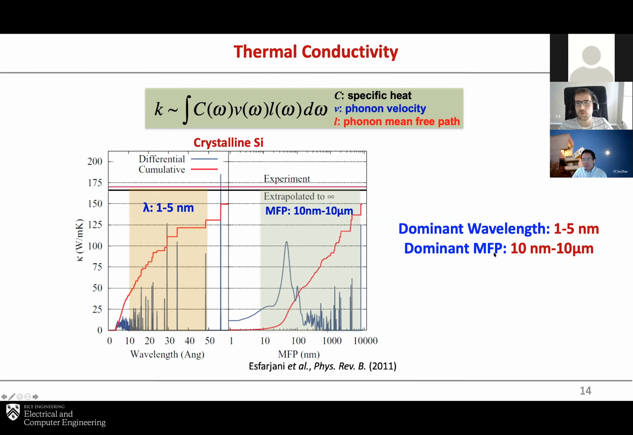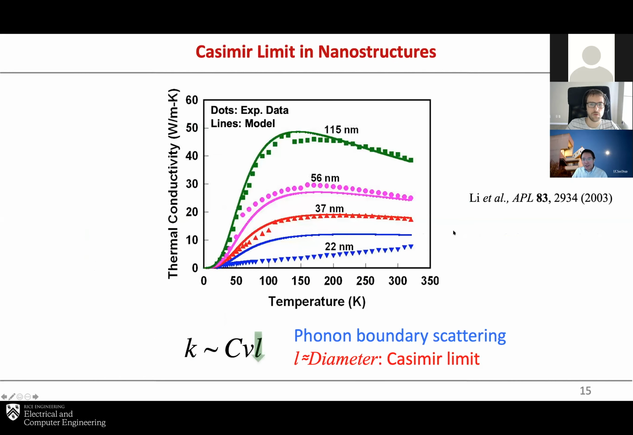And also the mean-free path is about 10 nanometer to 10 micron. It's a very broad mean-free path for silicon, similar to the black body spectrum for thermal radiation, which is also very broad. And so there was a very classical paper by Deyu Li when he was a student with my former advisor, Arun Majumdar, at Berkeley in 2003.